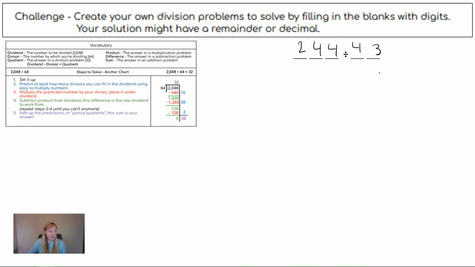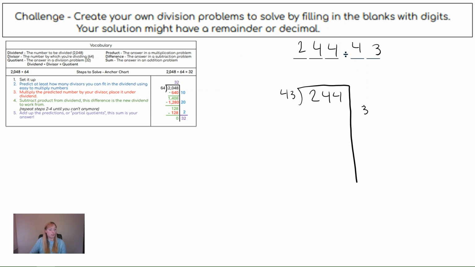Step 1, set it up. Dividend goes first, 244. Put the structure around it. And divisor on the outside. I set it up. Now step 2, I'm going to predict at least how many groups of 43 I can take from or fit in 244. Now I'm not sure, so I'm just going to be safe and guess I can take at least 3 groups of 43. That's going to be my prediction, 3.